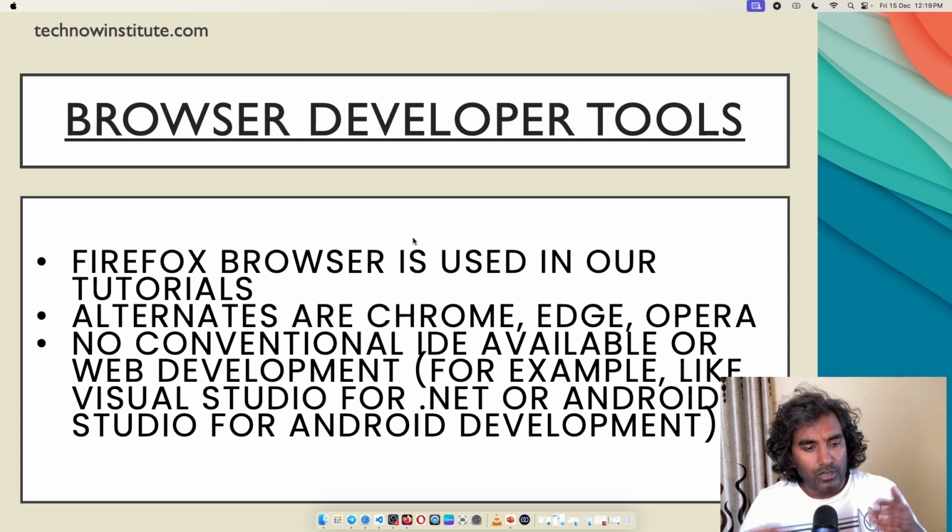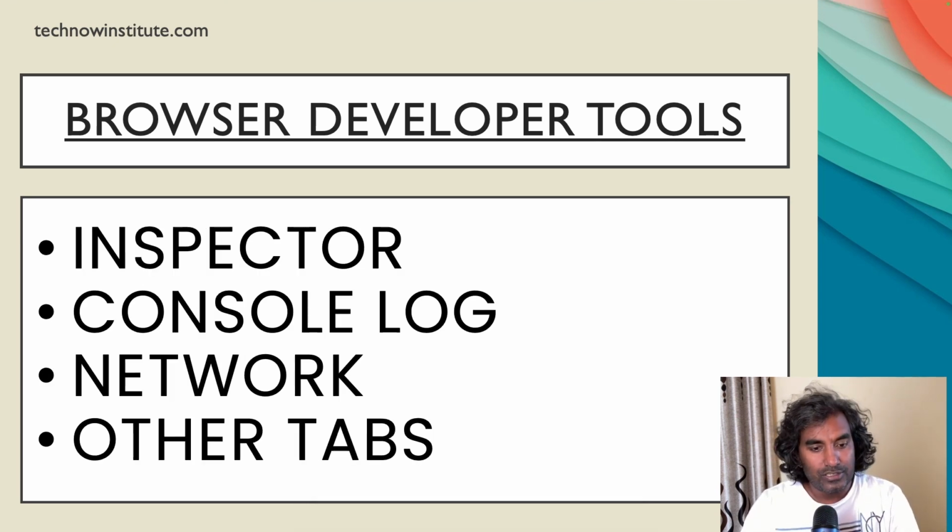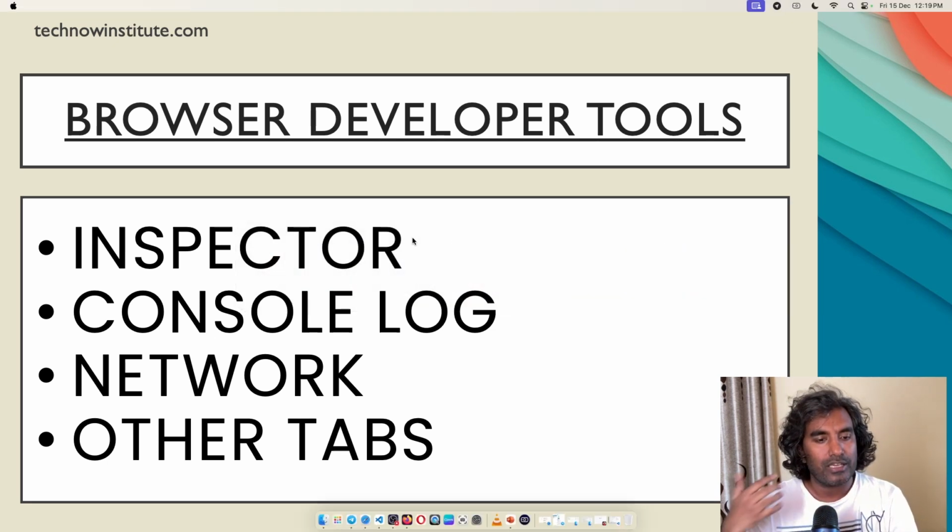Now, as I mentioned, there is no conventional IDE that is available for web development, like for example, I mentioned Android Studio and Visual Studio. Once again, Visual Studio is separate from Visual Studio Code, which is an editor that we are using for our web development activities. So let's go ahead and see what are the things I'll show you, but before I show you, I'll just explain some general terms.